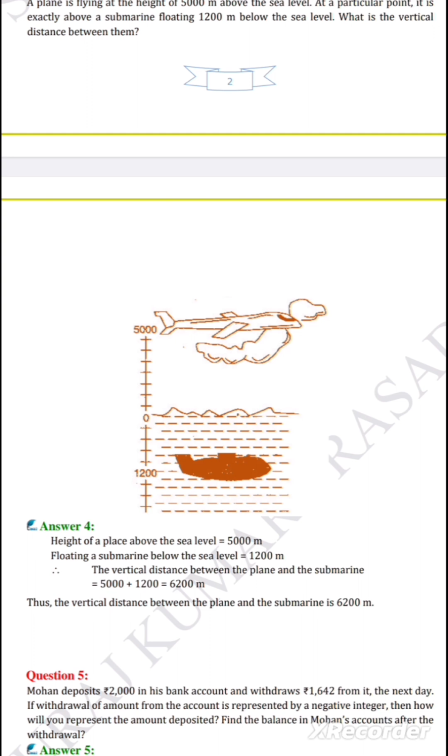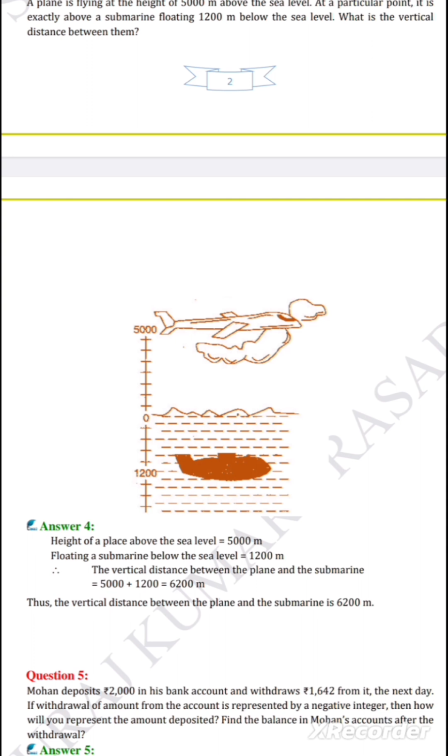Question number 4. A plane is flying at the height of 5000 meters above the sea level at a particular point. It is exactly above a submarine floating 1200 meters below the sea level. What is the vertical distance between them?